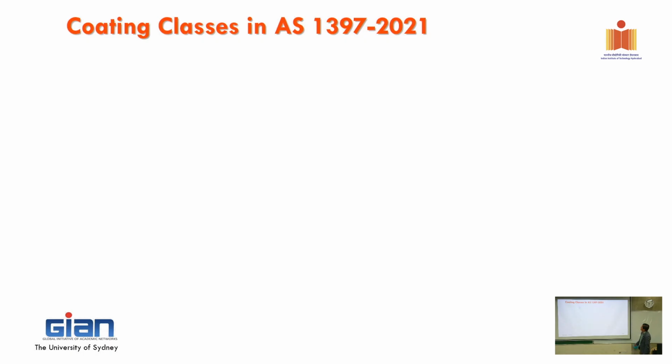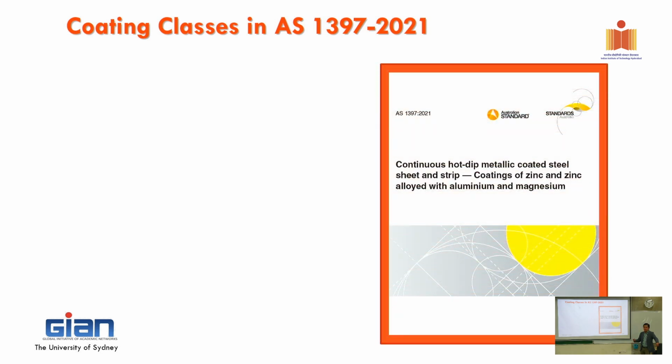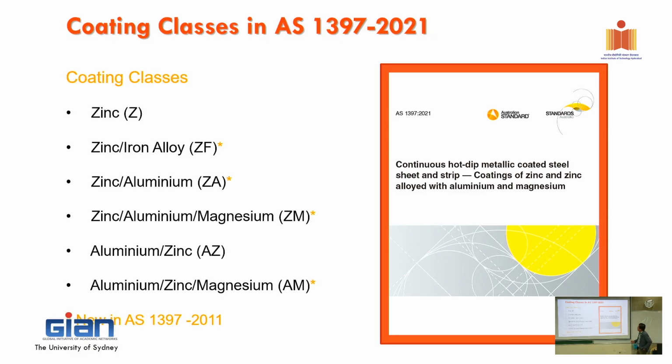So there's a standard for coating. In Australia, you need to look at AS 1397. The latest update is 2021, so there's a bit of new update in this standard as well. And just to share with you, Professor Hancock is also the chair of this committee, so he provided me a bit of information. So this is all the coating in Australia, okay?